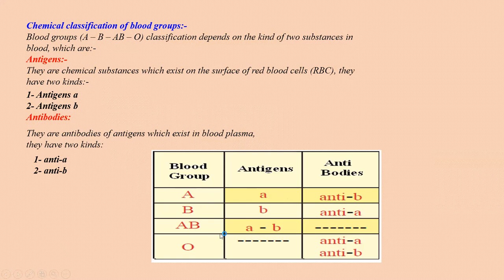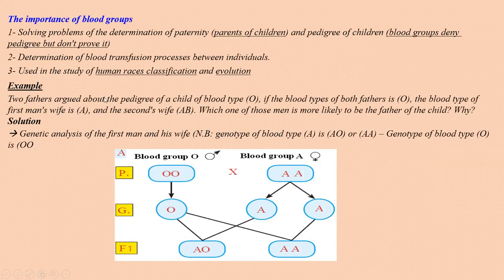And AB has antigens but no antibodies, because if it had either one of them, the two would kill each other. Okay, while O has both anti-A and anti-B because it already has no antigen. Okay, let's see how the blood groups are inherited.